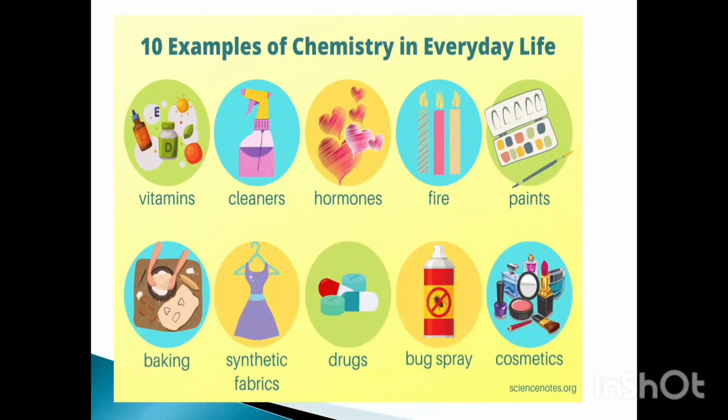So, 10 examples of chemistry in everyday life. Don't think chemistry is only for the chemistry lab. So, the vitamins we take, what is necessary for our health. The cleaners. As soon as we get up in the morning, we brush our teeth. The toothpaste is a chemical substance. When you go to your bed at night, you are switching on the mosquito repellent. That's also a chemical. So from morning till night, you are having a lot of chemical compounds in your life. Hormones are chemicals. Fire. Without fire, we can't cook. Paints, baking, synthetic fabrics, drugs, sprays, insecticides, cosmetics. Like that, we are using chemistry knowledge in our day to day life.